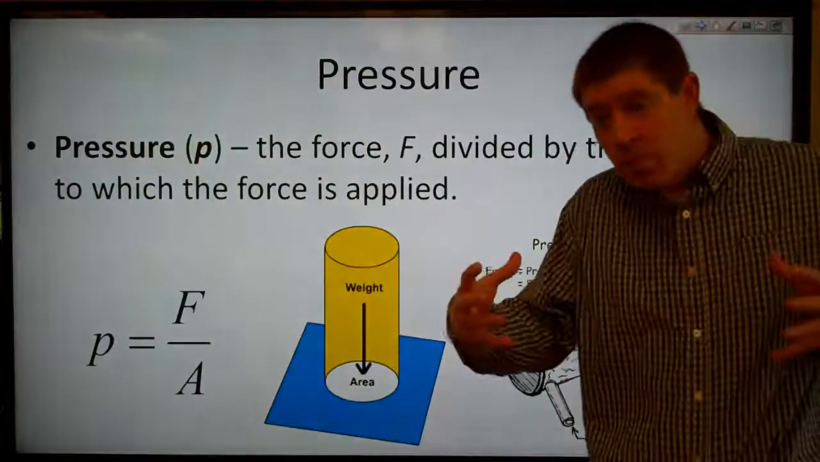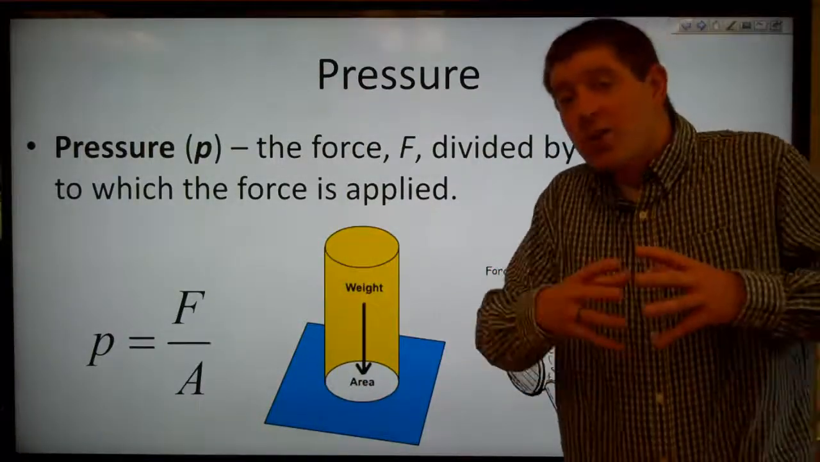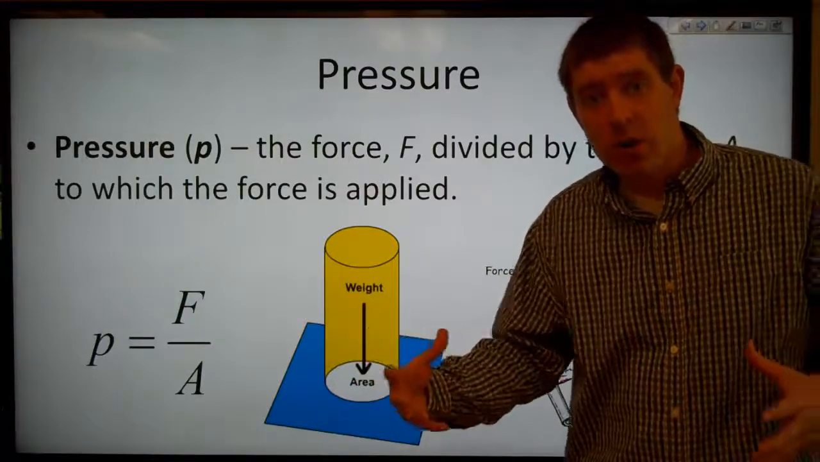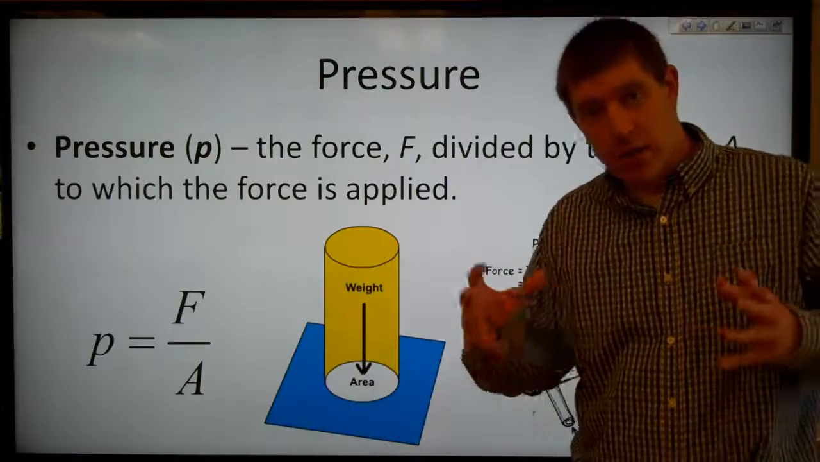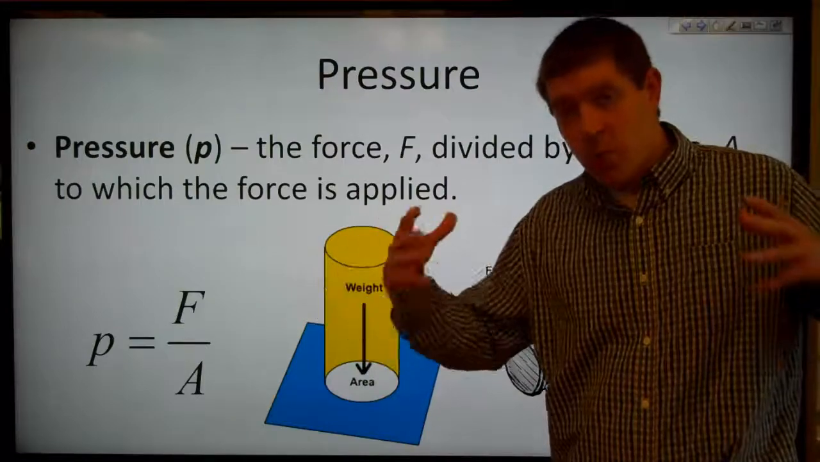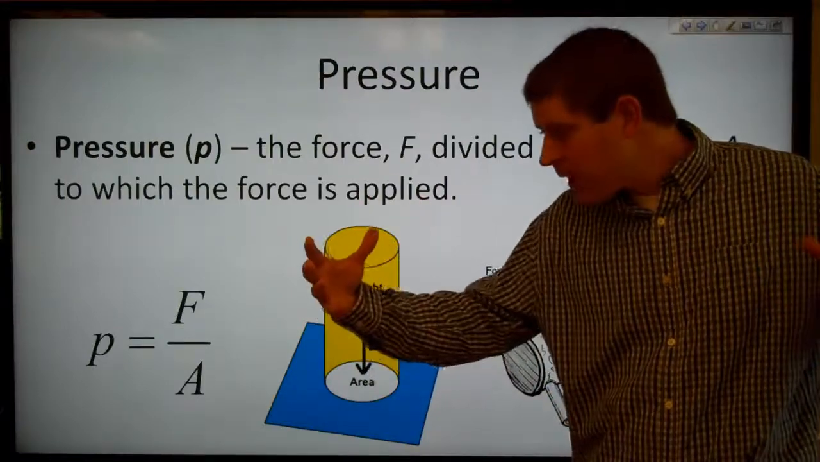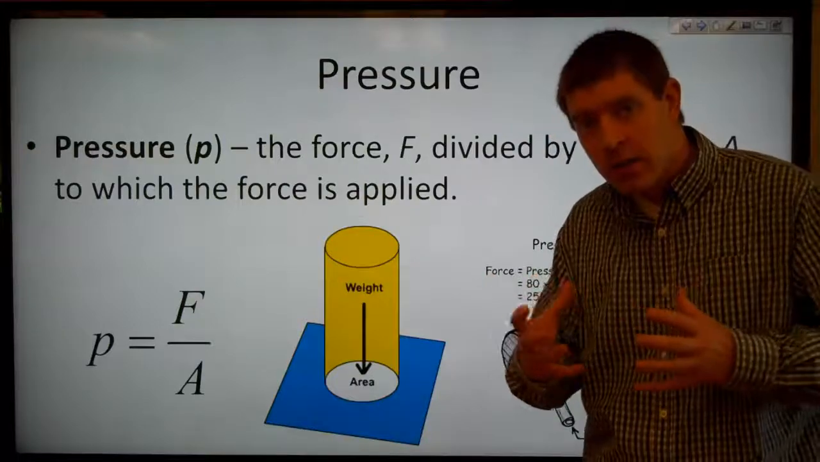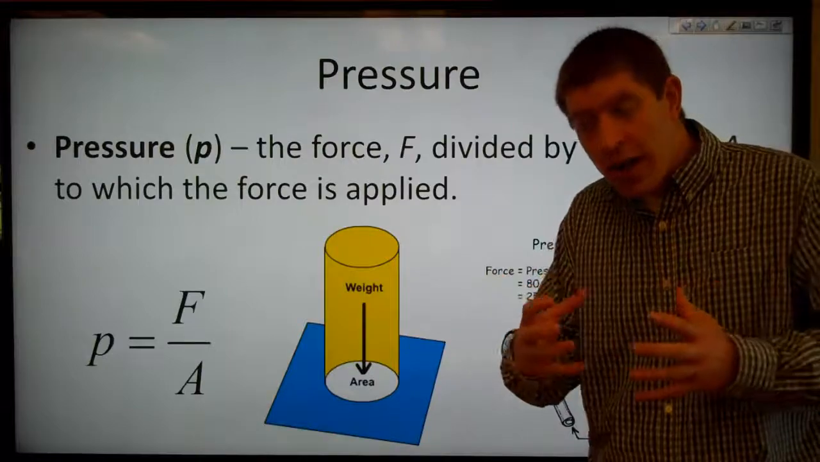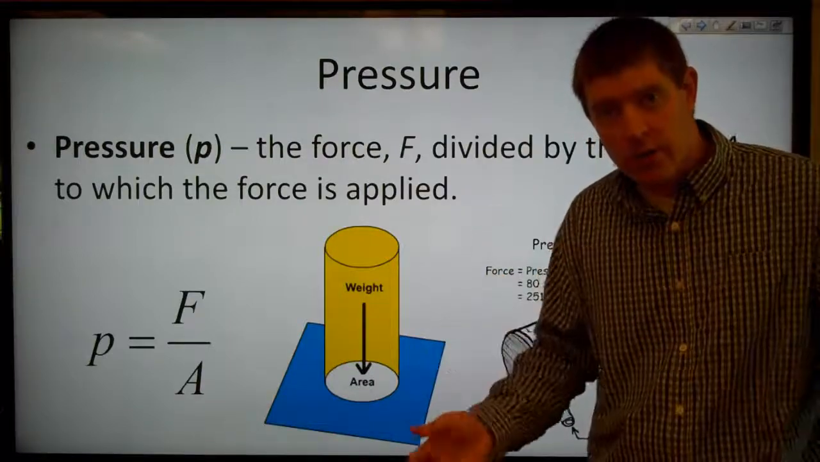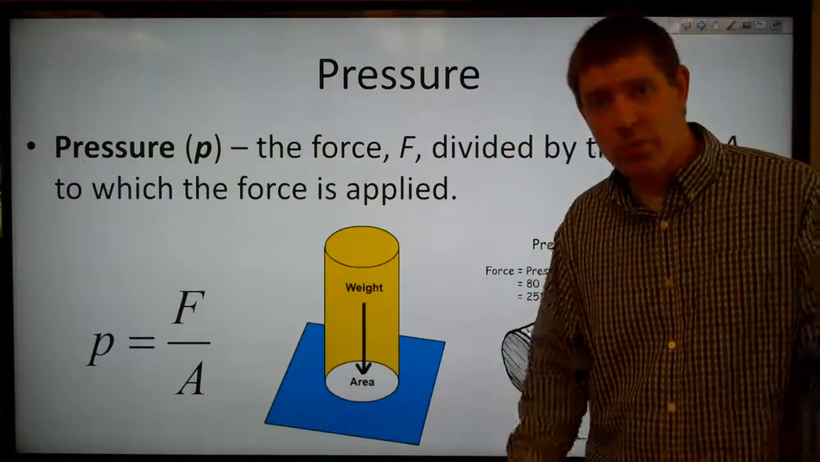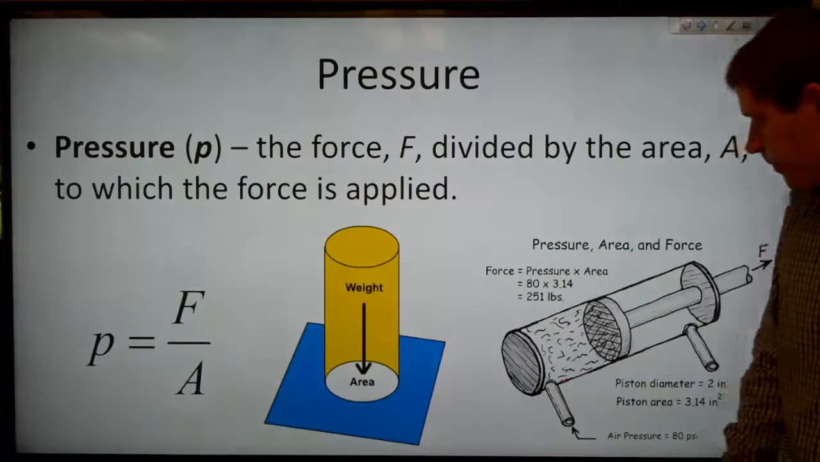So if the weight has a larger area, so it's a wider weight, the pressure being exerted on the table is lower because the area that force is being applied to is larger, assuming the force is the same. But if we make the cross-sectional area smaller, then the pressure is higher. As we lower that area, the pressure gets higher and higher, and at some point, if we get it down to a point, it may be strong enough to gouge a hole in the table.